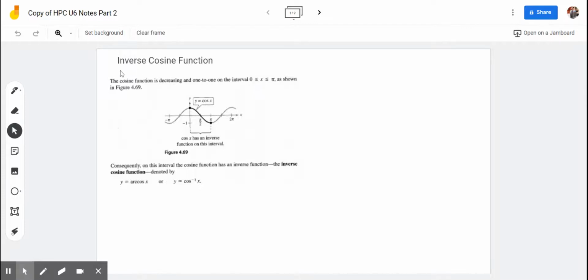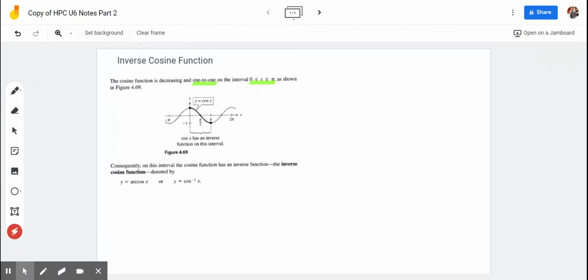All right, guys, in this video, we're going to go over the inverse cosine function. So it says the cosine function is decreasing and 1 to 1 on the interval 0 to pi, as shown in the figure. Remember, 1 to 1 means that it has to pass the horizontal line test.